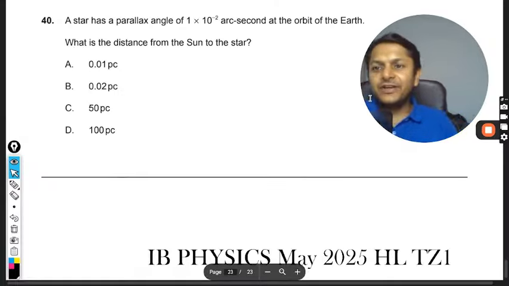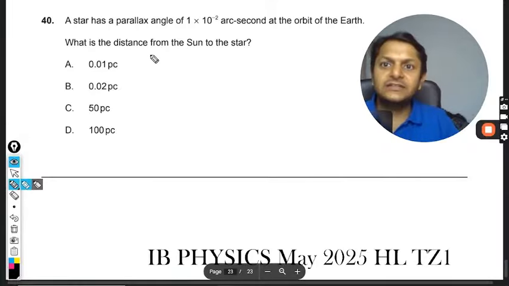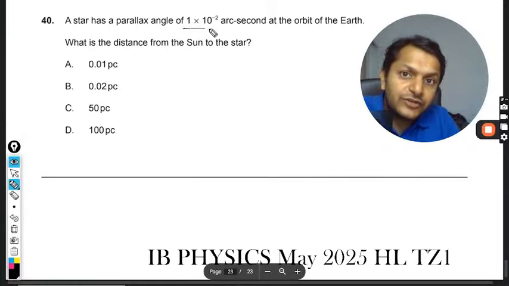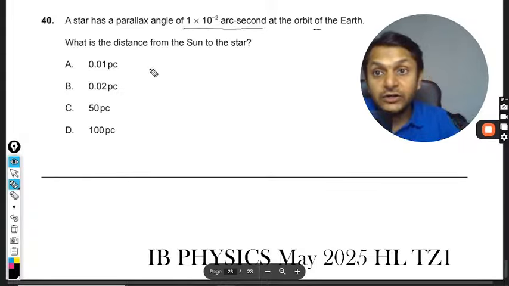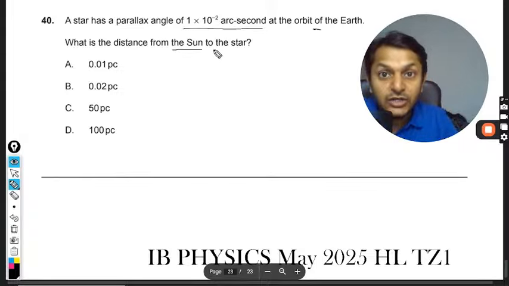Okay, let's see what is there in this question. A star has a parallax angle of 10 raised to power negative 2 arc second at the orbit of the Earth. What is the distance from the Sun to the star?